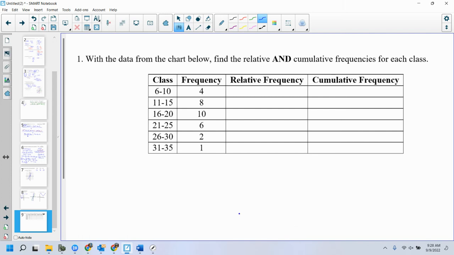All right, here we go. This is the chapter 2 test. All right, so how do I find relative frequency? Somebody tell me, how do I find relative frequency?